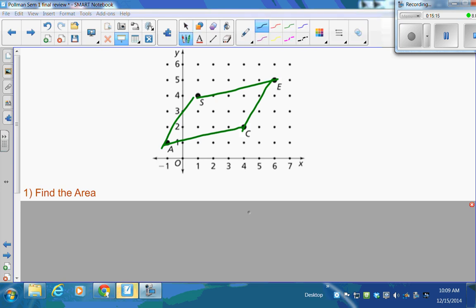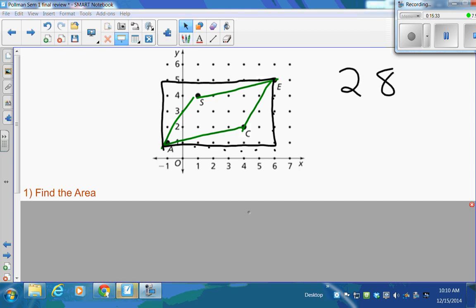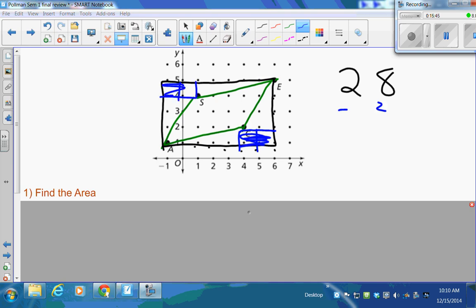The way to do that is to, again, put a box around the whole thing. Make sure you get all the points within your box, and we have to find the area of the outside box. 1, 2, 3, 4, 5, 6, 7. 1, 2, 3, 4. My black box is 28. Now, I have to cut things out. Immediately, I see I can cut out these two boxes right there, so I can minus 2. I can do the same thing up top. I can cut out 2 boxes, minus 2.